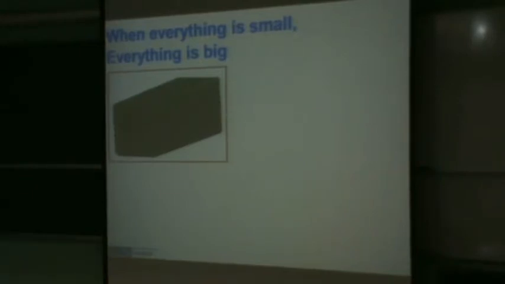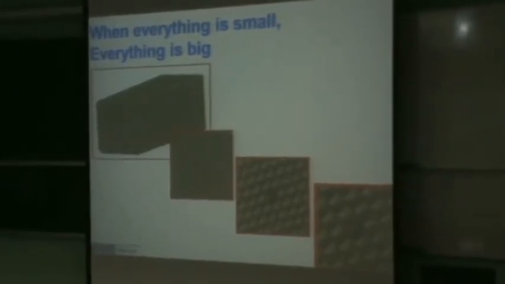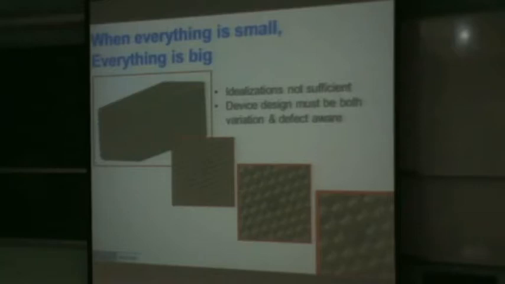So the reason why capturing imperfection is so important is this Zen-like statement: when everything is small, everything is big. What does that mean? Well, obviously, if you have a defect in a large device, it plays a much smaller role than that same defect in a very small device. So the bottom line is that when we're approaching 10 nanometers, idealizations are no longer sufficient, because device design must be both variation and defect aware. It's no longer sufficient to compare the intrinsic operation of the ideal devices at the next technology node. You actually have to look at their vulnerability to variation and defects.